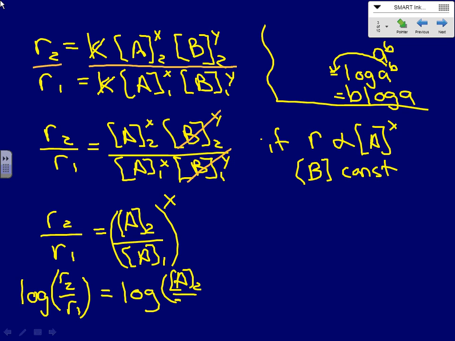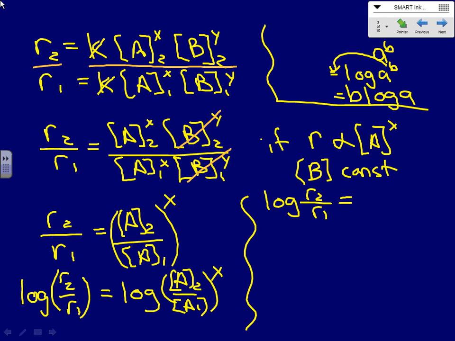Log of the concentration of A2 over the concentration of A1, times x. What can happen there is that x can go out in front of that statement. Log R2 over R1 is equal to x log of the concentration of A2 over the concentration of A1. I apologize, I put that 2 on the inside. I've been putting it on the outside.